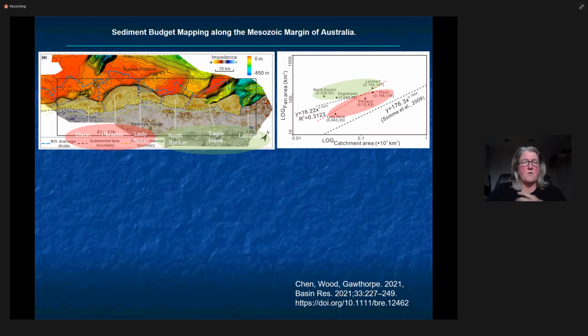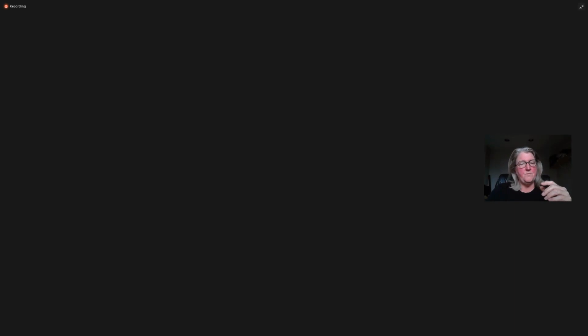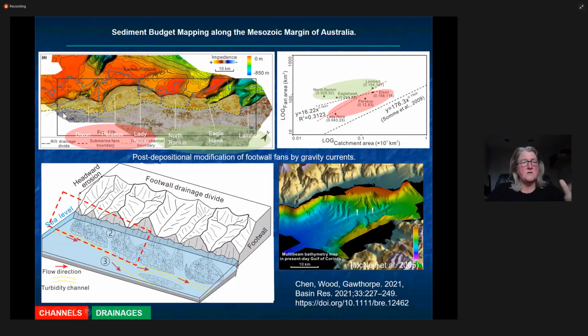So why was this happening? Well, along the front of the footwall, we could identify these fans, but we could also identify these deep marine turbidite channels that were doing what we call toe trimming of these fan systems. So they were toe trimming the Dixon, Perseus, and Lady Nora, and they were redistributing the sediment into probably the North Rankin, the Eagle Hawk, and the Lambert area.